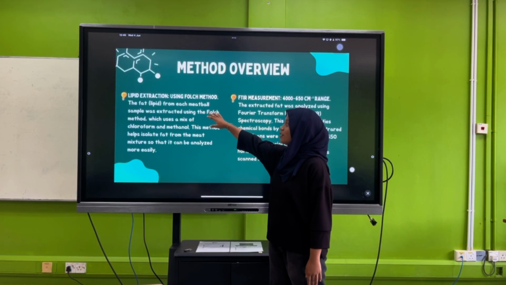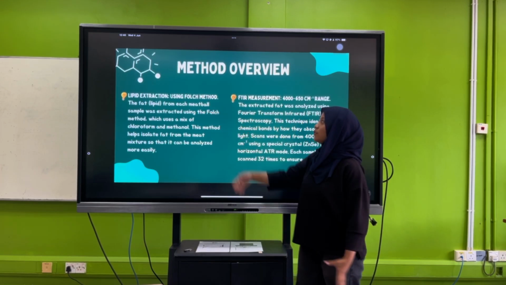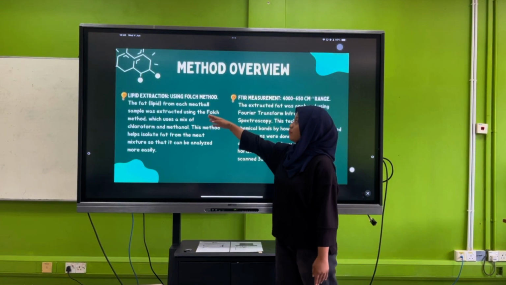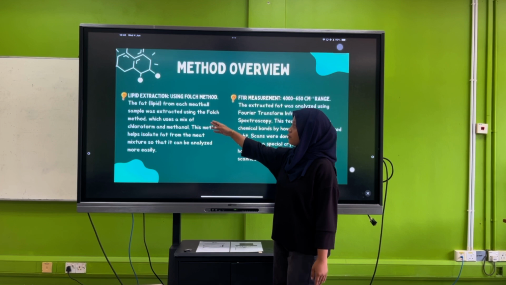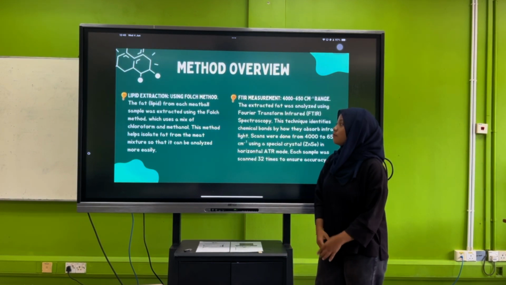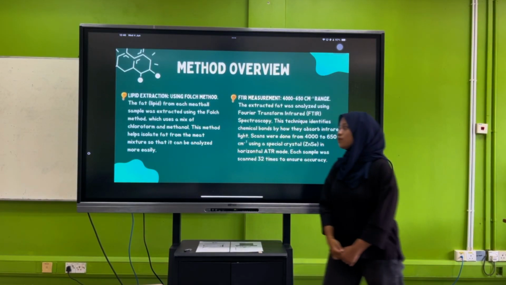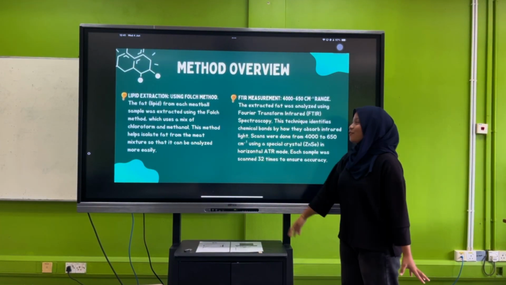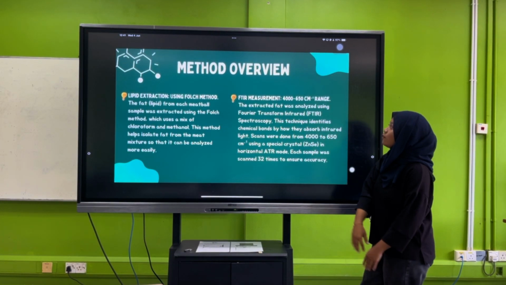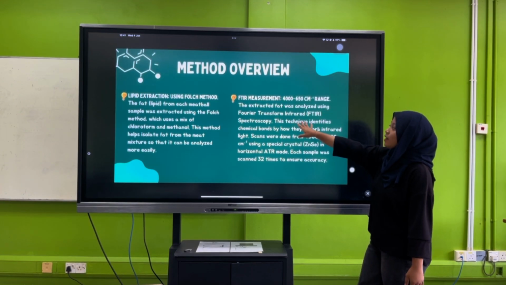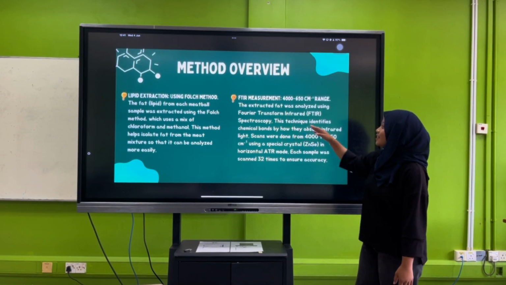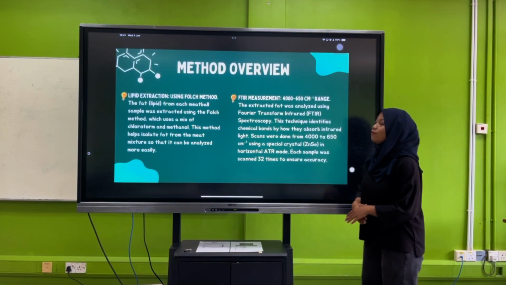Next, for lipid extraction, we use the Folch method. The fat from each meatball sample was extracted using the Folch method, which uses a mix of chloroform and methanol. This method helps isolate fat from the meat mixture so that it can be analyzed more easily. Next, for FTIR measurement, the extracted fat was analyzed using Fourier transform infrared spectroscopy, FTIR. This identifies chemical bonds by how they absorb infrared light.